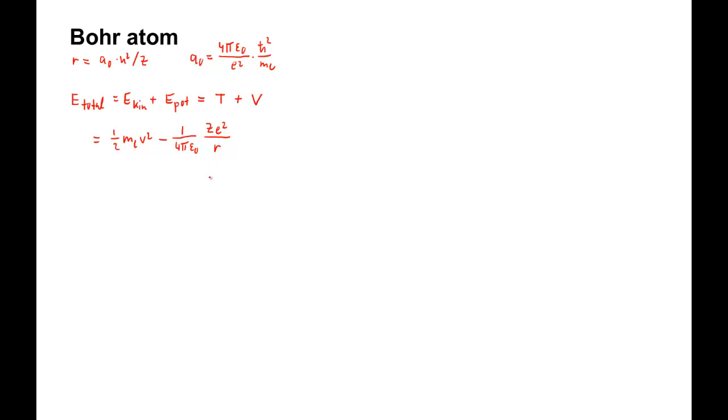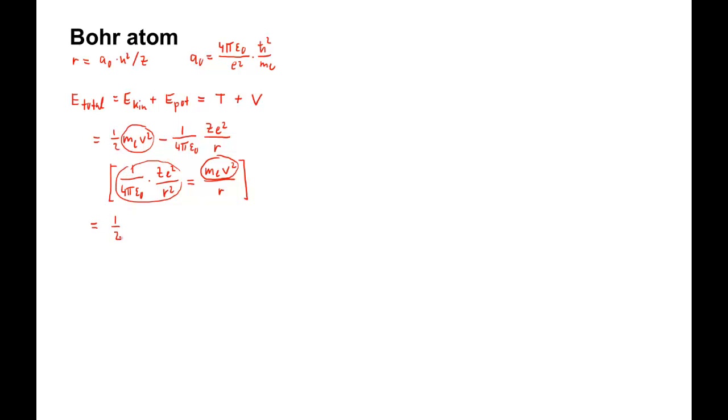Now recall the force balance in an orbit. The electrostatic attractive force must be equal to the centrifugal force. The attractive force is 1/4 pi epsilon 0 times Z e squared over r squared, and this force must be equal to the centrifugal force me v squared over r. We can use this expression to substitute it into the kinetic energy. Kinetic energy contains me v squared, and the centrifugal force contains me v squared. Therefore, we can use the left-hand side expression.